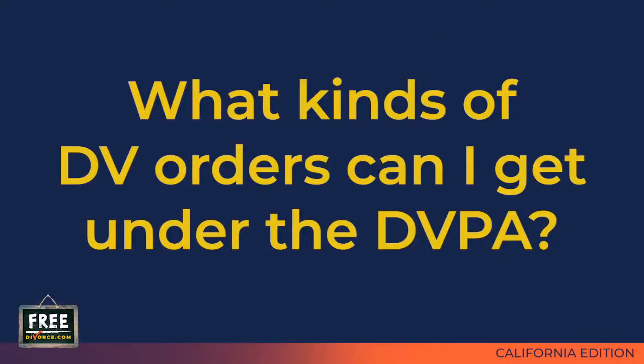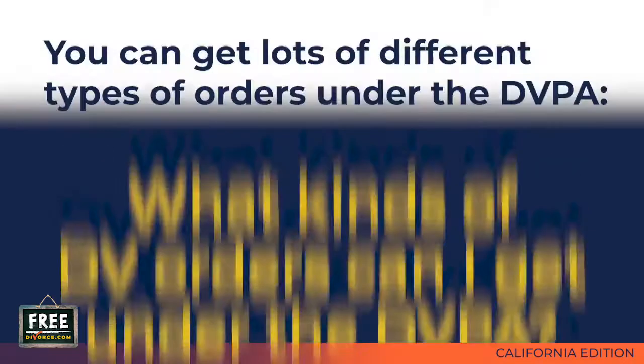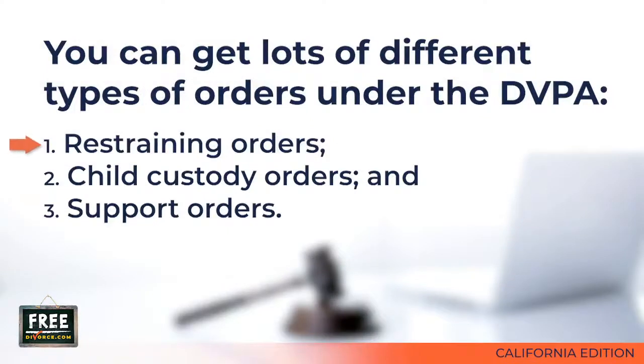What kinds of DV orders can I get under the DVPA? Using the DVPA Judicial Council forms, you can obtain various types of restraining orders. You can also obtain orders that are not restraining orders. For example, you can obtain custody and support orders. Again, you can use the DVPA Judicial Council forms to obtain these kinds of orders, even if you have not filed for divorce and even if you are not married to the other person.